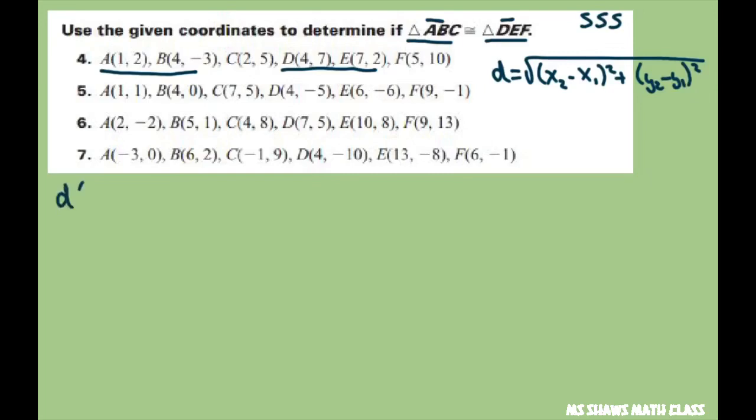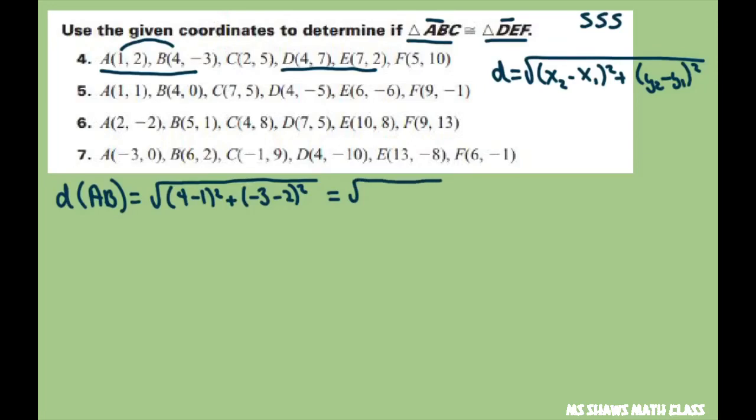So the distance of AB equals the square root of 4 minus 1, I'm going to go this way, 4 minus 1 squared plus negative 3 minus 2 squared. And that gives me the square root of 3 squared plus negative 5 squared. So that's 25 plus 9, which equals the square root of 34. So now that should be equal to DE.